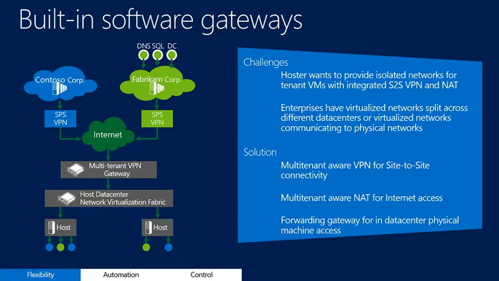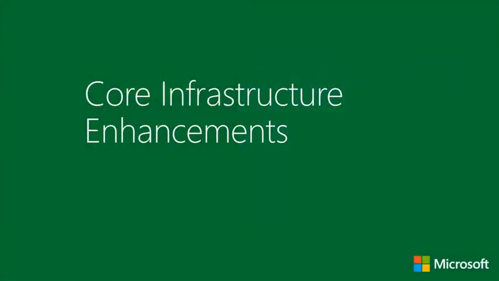We have a multi-tenant VPN gateway now built into Server 2012 R2. That's a site-to-site gateway for site-to-site connectivity. It's multi-tenant aware for NAT and for internet addresses. Okay, so that allows us to provide that. And we have a forwarding gateway for in-data center physical machine access. So this is great. Hosters are really excited about being able to do this and provide this capability to customers. I'm going to show you that in a second after we look at a little bit about IPAM as well.